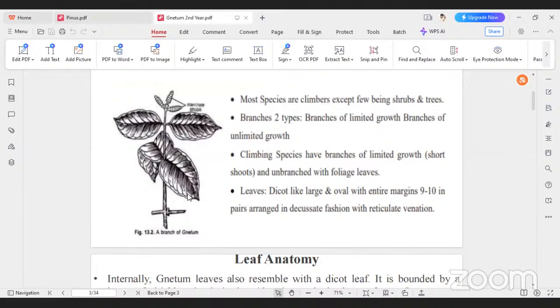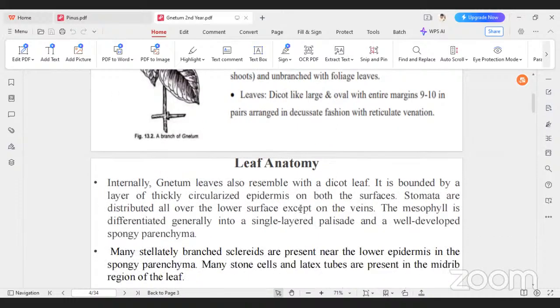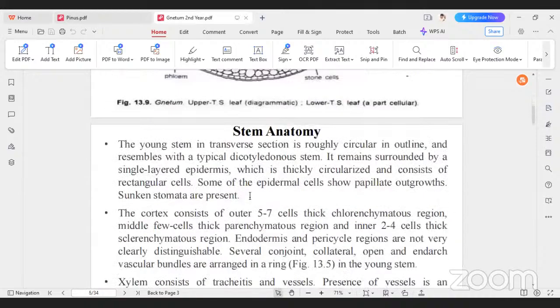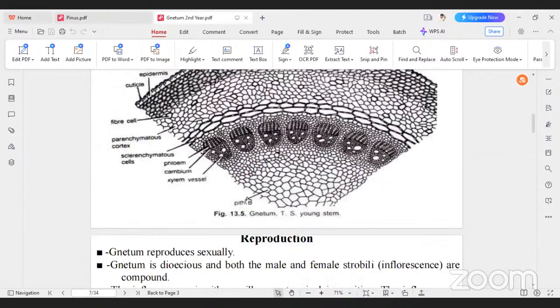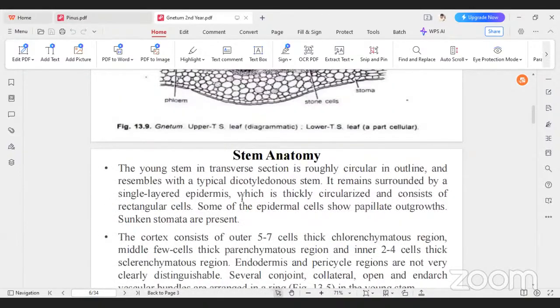Like this dicot angiospermic leaf, we can see. The leaf arrangement is opposite decussate: these two opposite and these two opposite, but in a different direction. That's why it is called opposite decussate. And it has reticulate venation, which is the characteristic feature of a dicot leaf. Anatomical structure is not important, but stem anatomy is important for short and long answers. Abnormal secondary growth, anomalous secondary growth of Gnetum is also important.